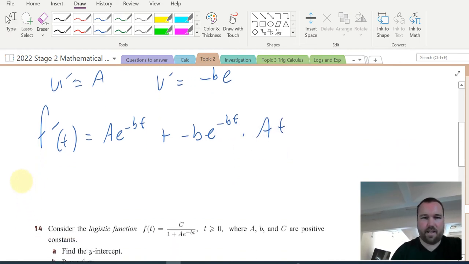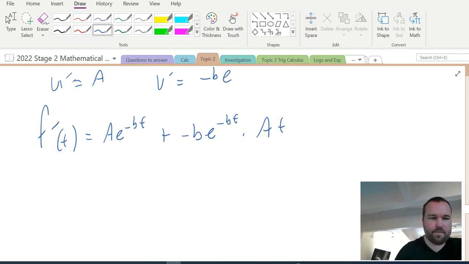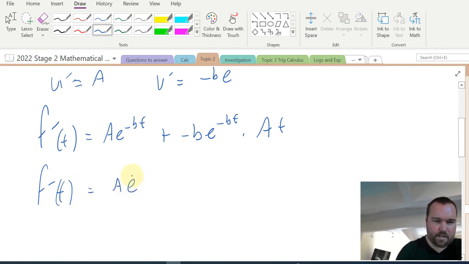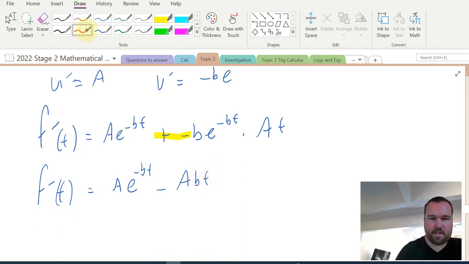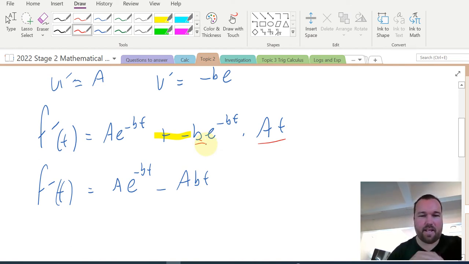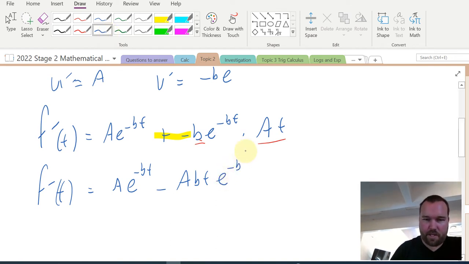Alright, I'm going to do a little tidying here. I need some more space. f dash t is equal to a e to the minus bt. That makes a negative, and I'm going to put the a t at the front. So it goes a, b, t. That's these three going to the front. By convention, you put them in alphabetical order, hence a, b, t, but really it doesn't matter. And then e to the minus bt. Alright, that is it differentiated.